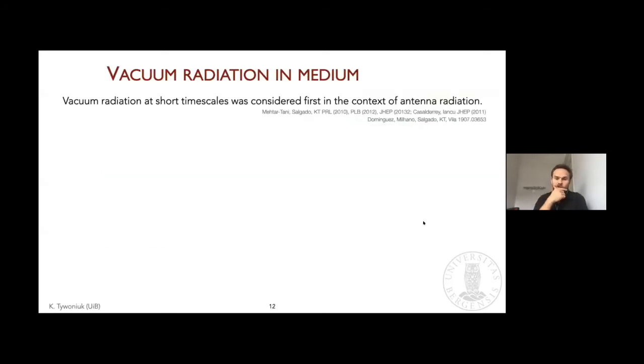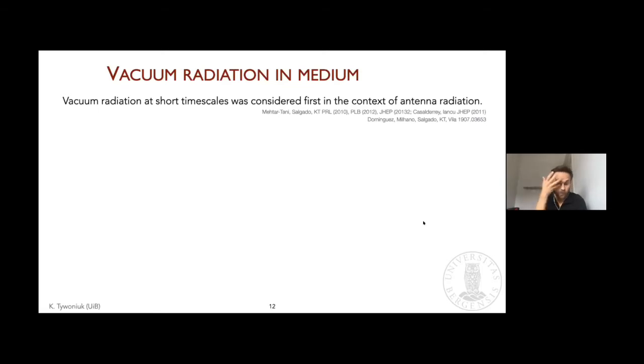So how do we deal with this vacuum radiation in the medium? First of all, it was addressed in the context of antenna radiation. You can imagine that instead of producing one parton in the medium, you'd produce two partons directly in the medium, and they propagate together at small angles, like a dipole, basically. You can imagine how this would be modified by medium effects.